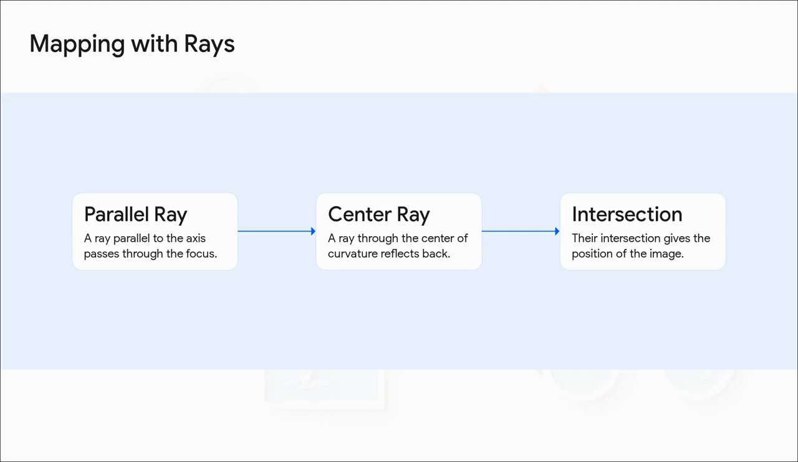Wherever these two reflected lines cross paths, boom, that is exactly where your image appears. It's like solving a giant puzzle, but super easy.